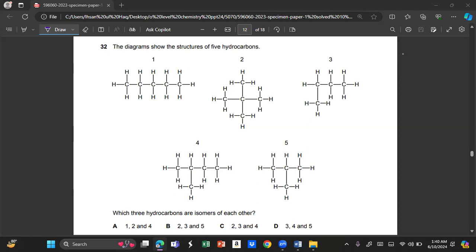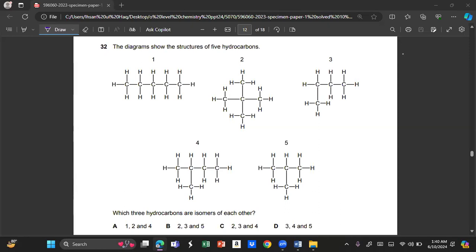Today we will learn how to solve MCQs of organic chemistry from specimen paper 2023. Let's start with it. Question number 32 starts with the MCQs of organic chemistry. The diagrams show the structures of 5 hydrocarbons.